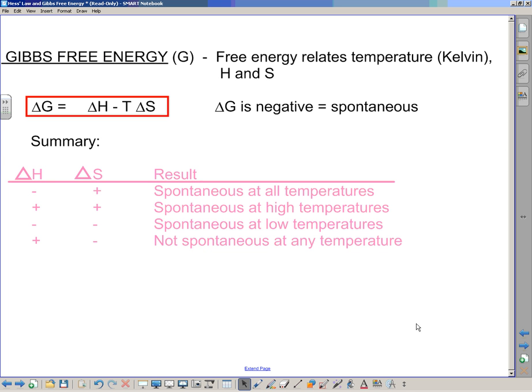Questions about Gibbs free energy or the summary? We're done.